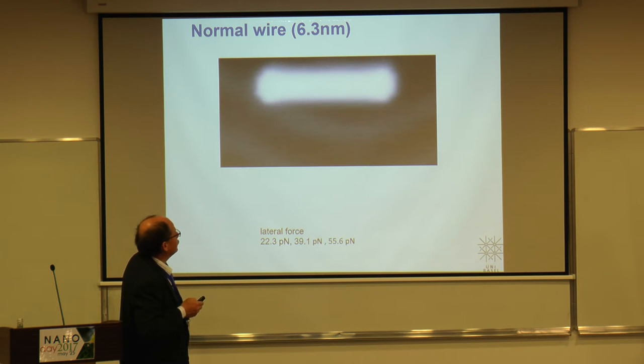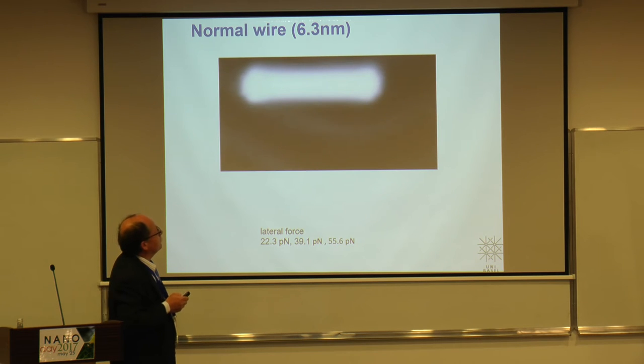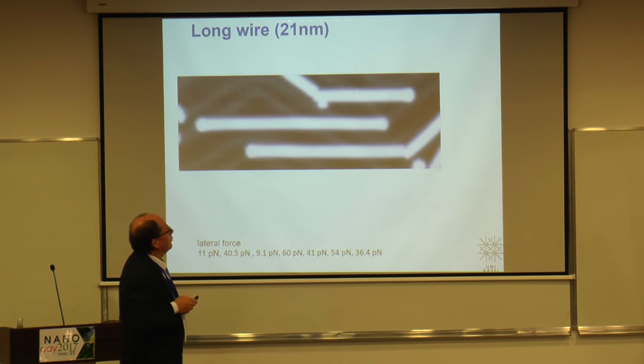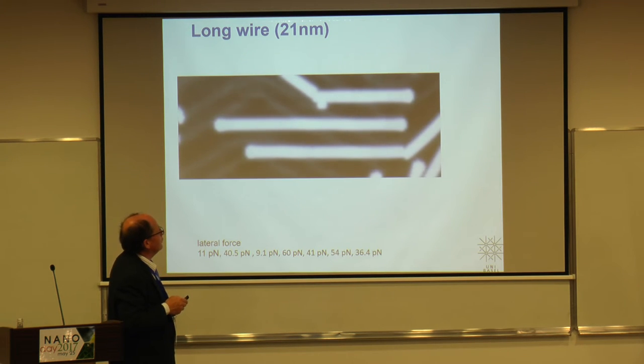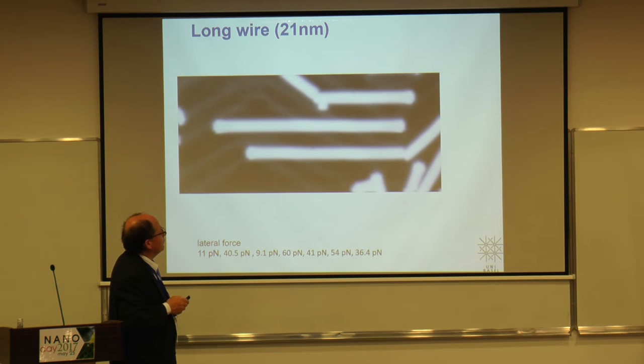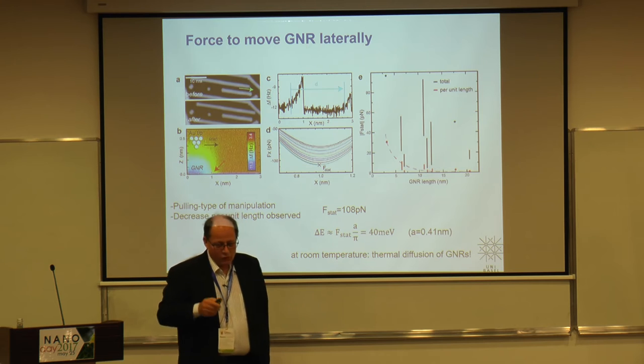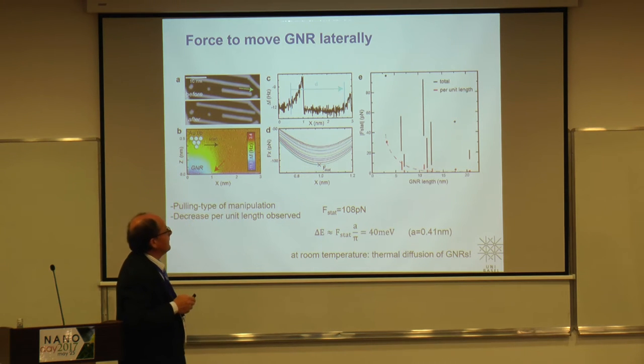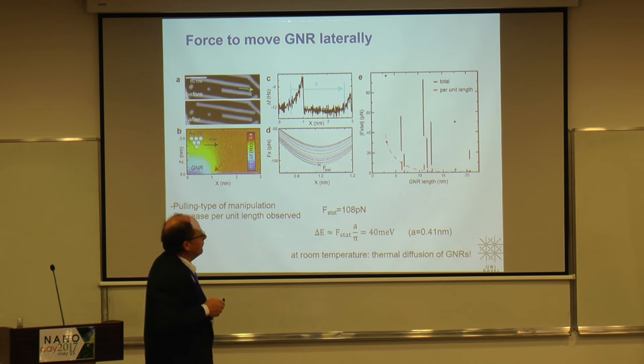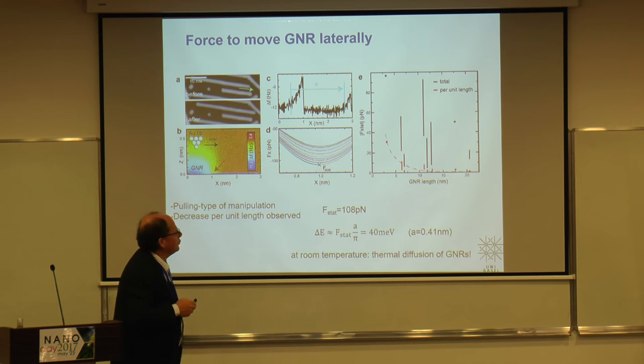And if you use a larger wire here, you see you can also move them, the force does not increase, sometimes it even decreases, so it varies a bit, depends a bit on the exact position. Or even here for 21 nanometer you can also move them around, and so in principle you can move really quite long wires, up to 100 nanometer, and this is the exact procedure how you determine it, but I will not go into too much detail here.